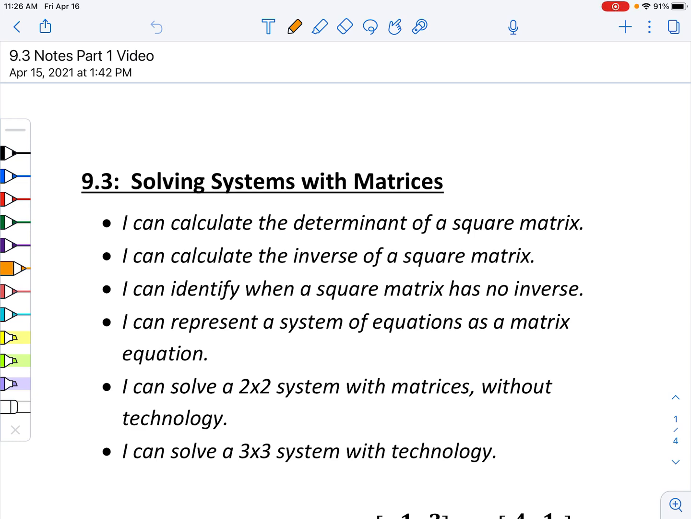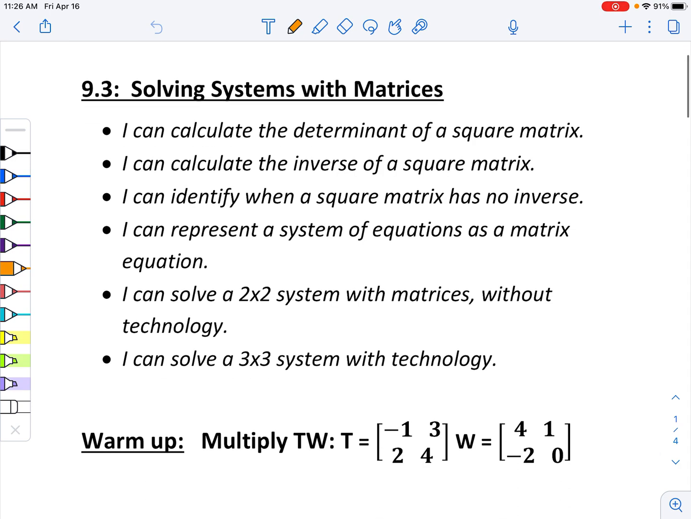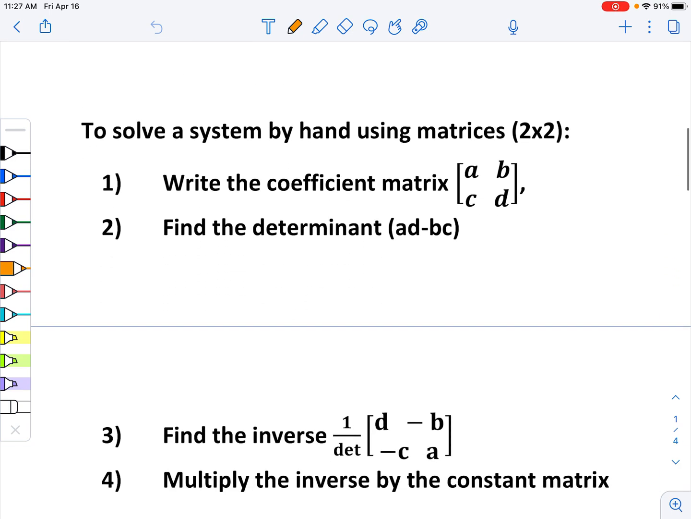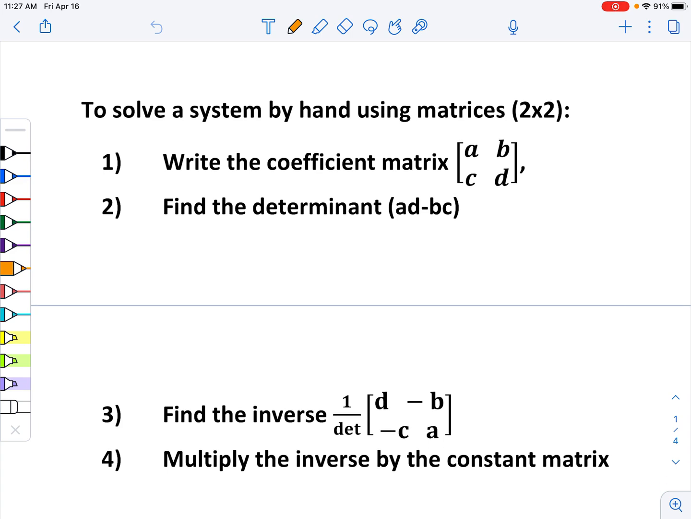We're going on with matrices, and one of the uses for matrices is to solve systems of equations. I'm going to skip over the warm-up and just get straight to what we need. First thing we're going to do is, and these are the steps, but I'll show you how to do them in a minute, just write the coefficient matrix.